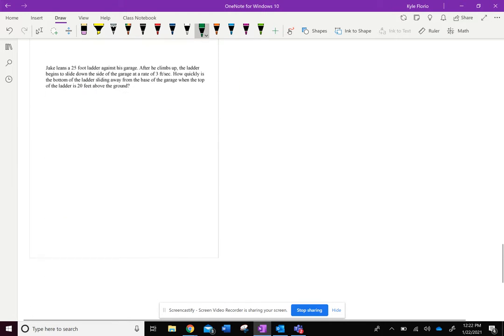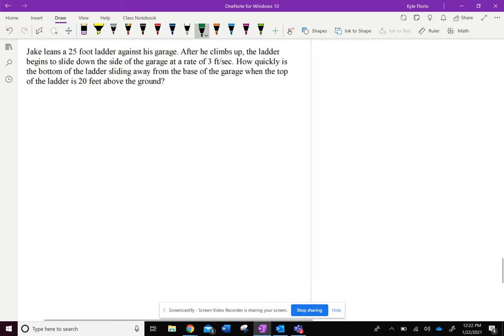Now here's a very popular calculus 1 related rates question. Jake leans a 25-foot ladder against his garage. So let me just draw that. And I don't know if it's going to the top of the garage or not. It's probably not going to matter. So this is the garage. It's 25 feet.